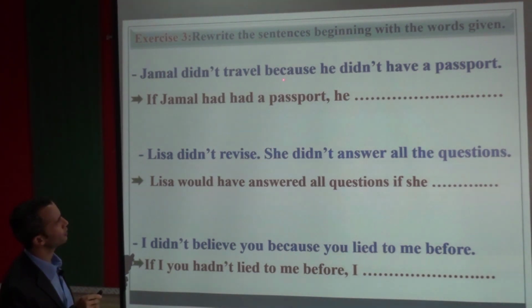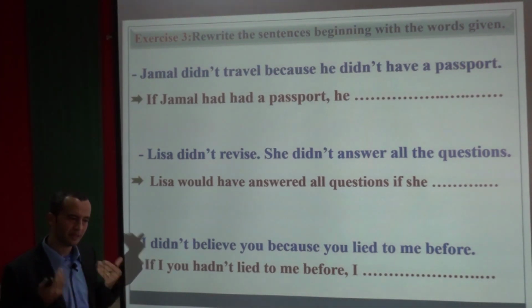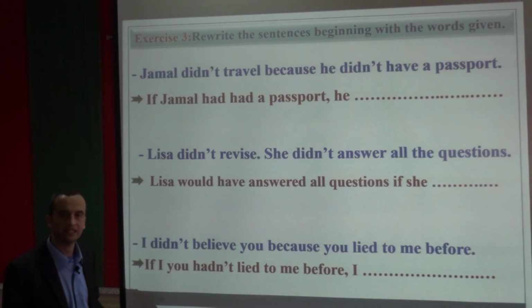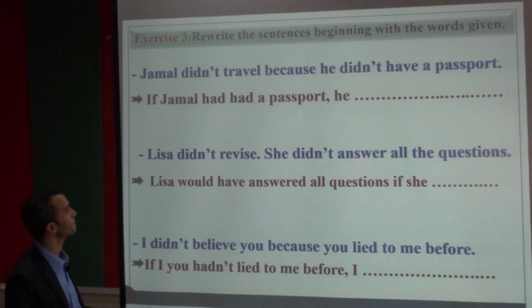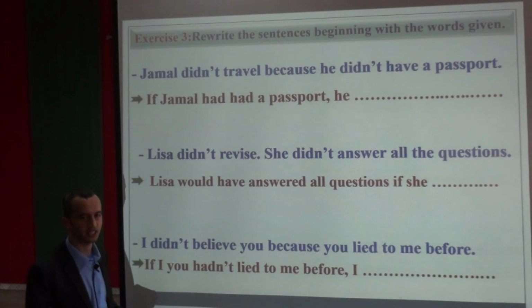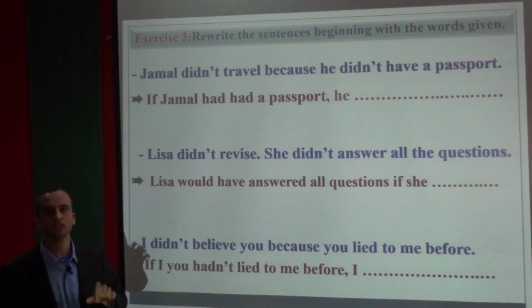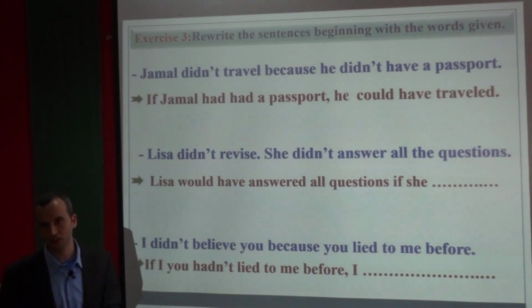Jamal didn't travel because he didn't have money. Now, is it the past or the present situation? Of course, this situation is in the past. Okay? So, if Jamal had had money, complete? Very good, excellent. He could have traveled. Okay?